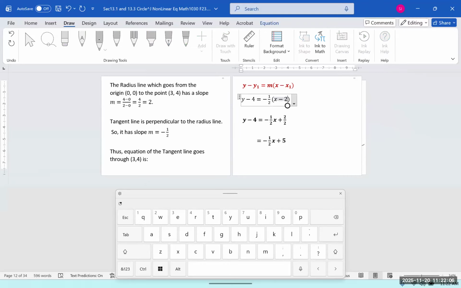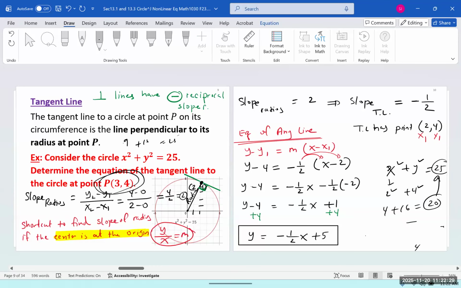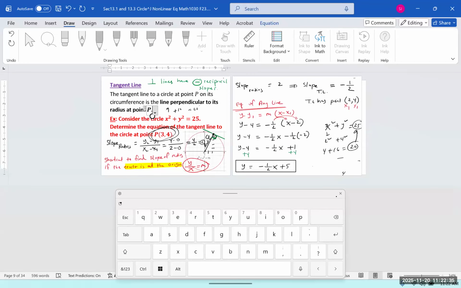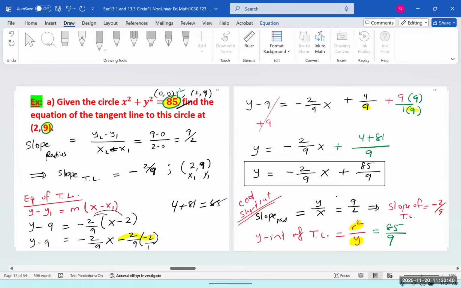So this should be 3. This should be 3/2. I'm just fixing it for the future, okay? 3/2, so this should be 25/4. Now it's correct. Okay. So the rule, the pattern we notice, this is the correct pattern. The y-intercept is the right side of the equal sign divided by the y value.